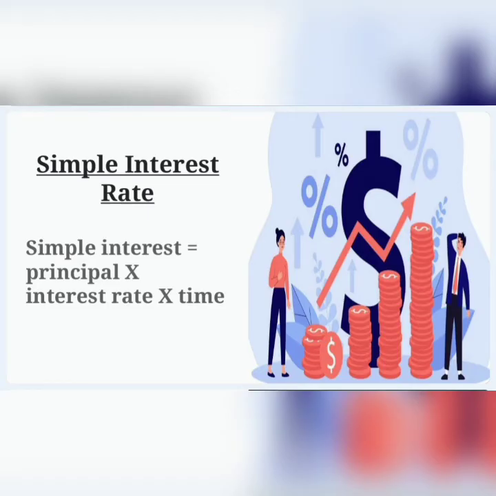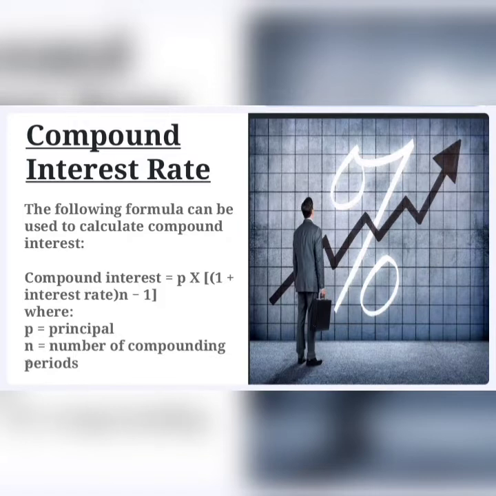Simple interest rate. Let's look at the formula for finding simple interest. Simple interest is equal to principal times interest rate times time. Compound interest rate. The following formula can be used to calculate compound interest. Compound interest is equal to P times (1 plus interest rate) to the power n, minus 1, where P is equal to principal and n is equal to number of compounding periods.